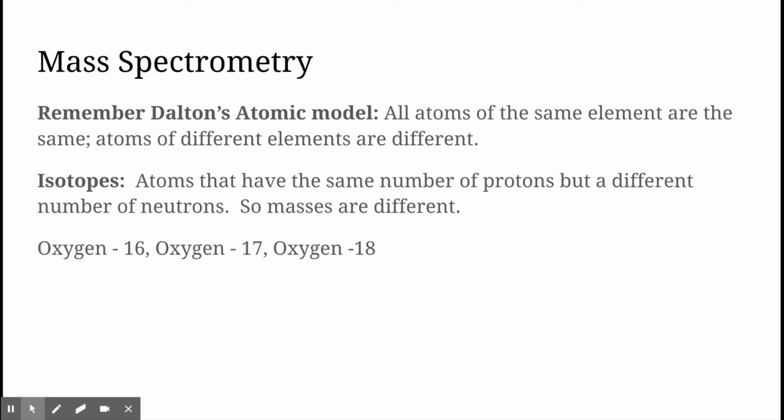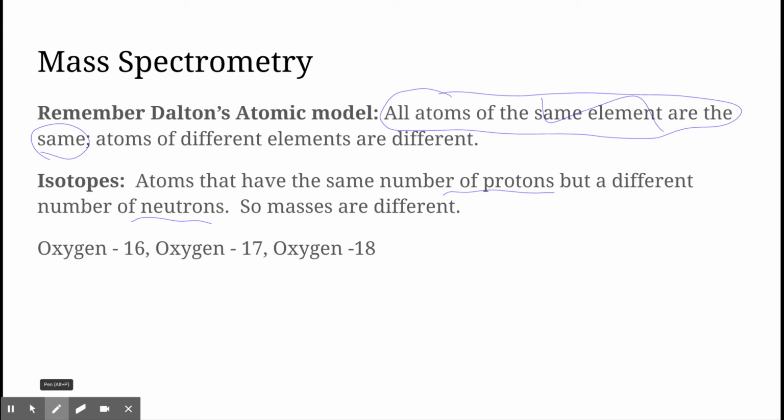So let's go back to Dalton's atomic model. One of the things he said was that all atoms of the same element are the same, but atoms of different elements are different. This part, all atoms of the same element are the same, is not true. We saw that in the last learning target. Isotopes exist. Isotopes are atoms that have the same number of protons, but a different number of neutrons, which makes the masses different.